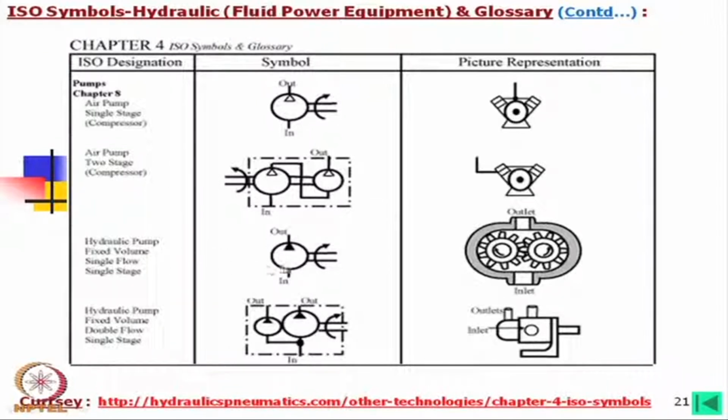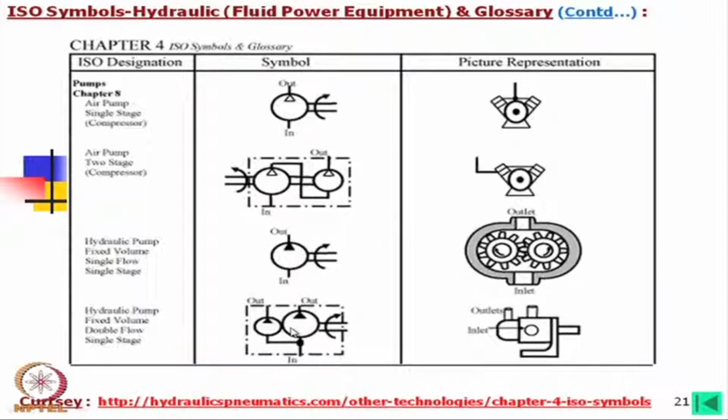However, if it is a hydraulic oil or fluid, liquid, in that case you will find that the triangle is filled, and this is the simplest symbol of a hydraulic pump. In this case it is a gear pump, but instead of a gear pump, if it is a vane pump, the symbol will be the same. Even if it is a linear piston pump, this symbol will be the same. So, this symbol means it is a hydraulic pump.